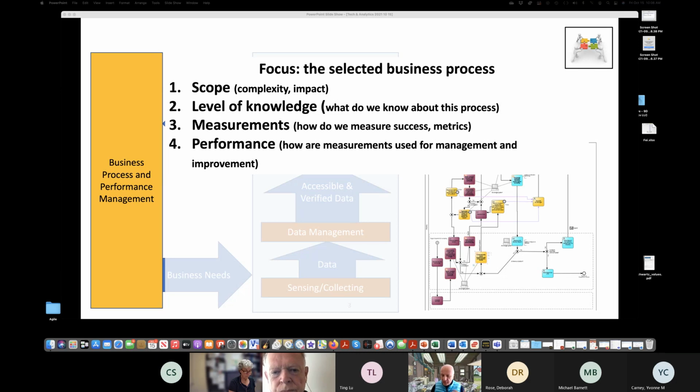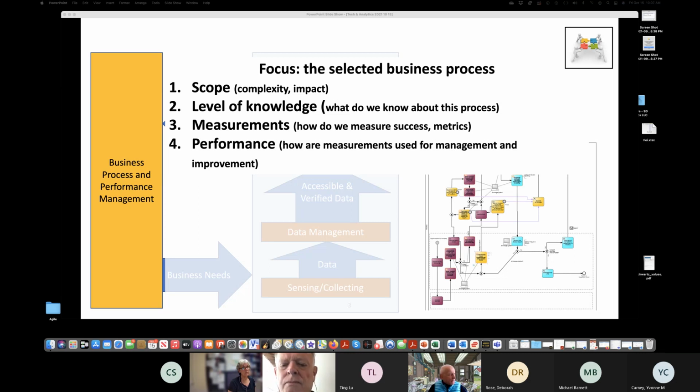So the first set of assessment that we would do relates to how we manage these business processes and what we're trying to do. So the questions that we're going to discuss today and get your input on are really related to the scope and complexity and the impact of the project that we have selected, so we know what we're wrestling with, and how much level of knowledge, which is how much we actually know about this process, because if we don't know about the process, automating it or improving it would be just more difficult.